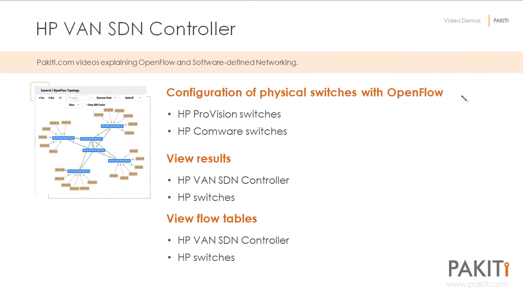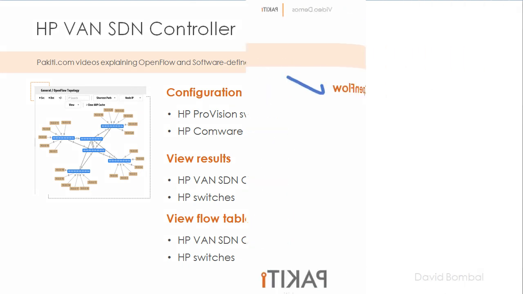In this video, I showed you the configuration of HP physical switches running OpenFlow, and I showed you both ProVision and Comware switch configurations. I showed you the results on the HP controller as well as on the switches. We looked at flow tables, and I showed you those flow tables on both the controller and the switches.